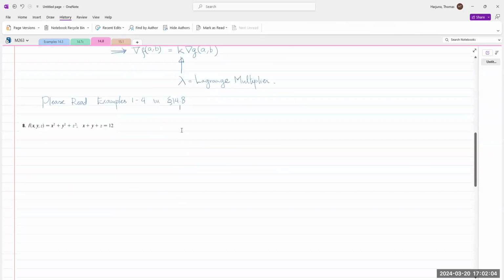So what I'm going to do here is number 8. Number 8 is we want to find the maximum value, find max or min. Okay, and this is the constraint. Okay, well, thanks, too small, huh? Let me make it a bit larger.